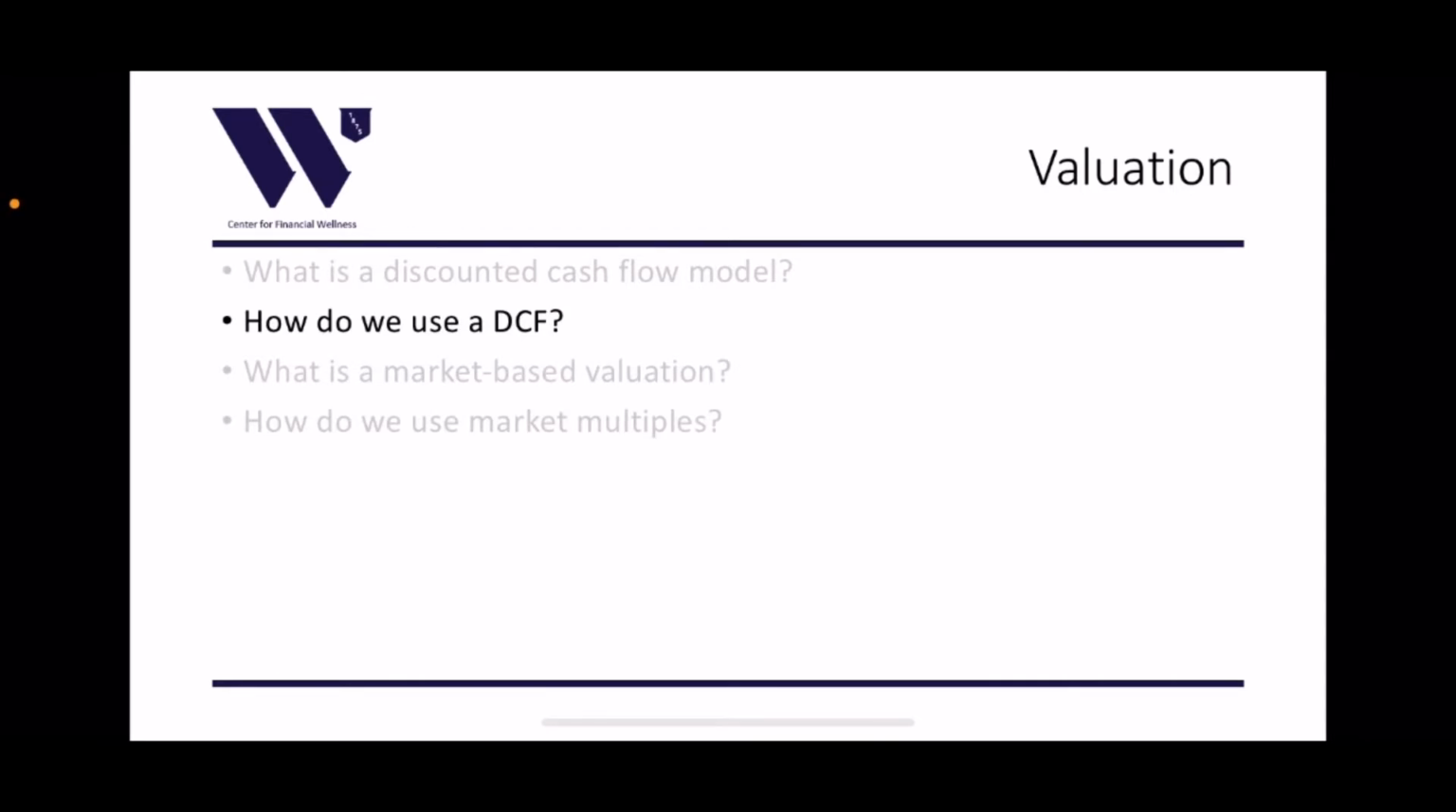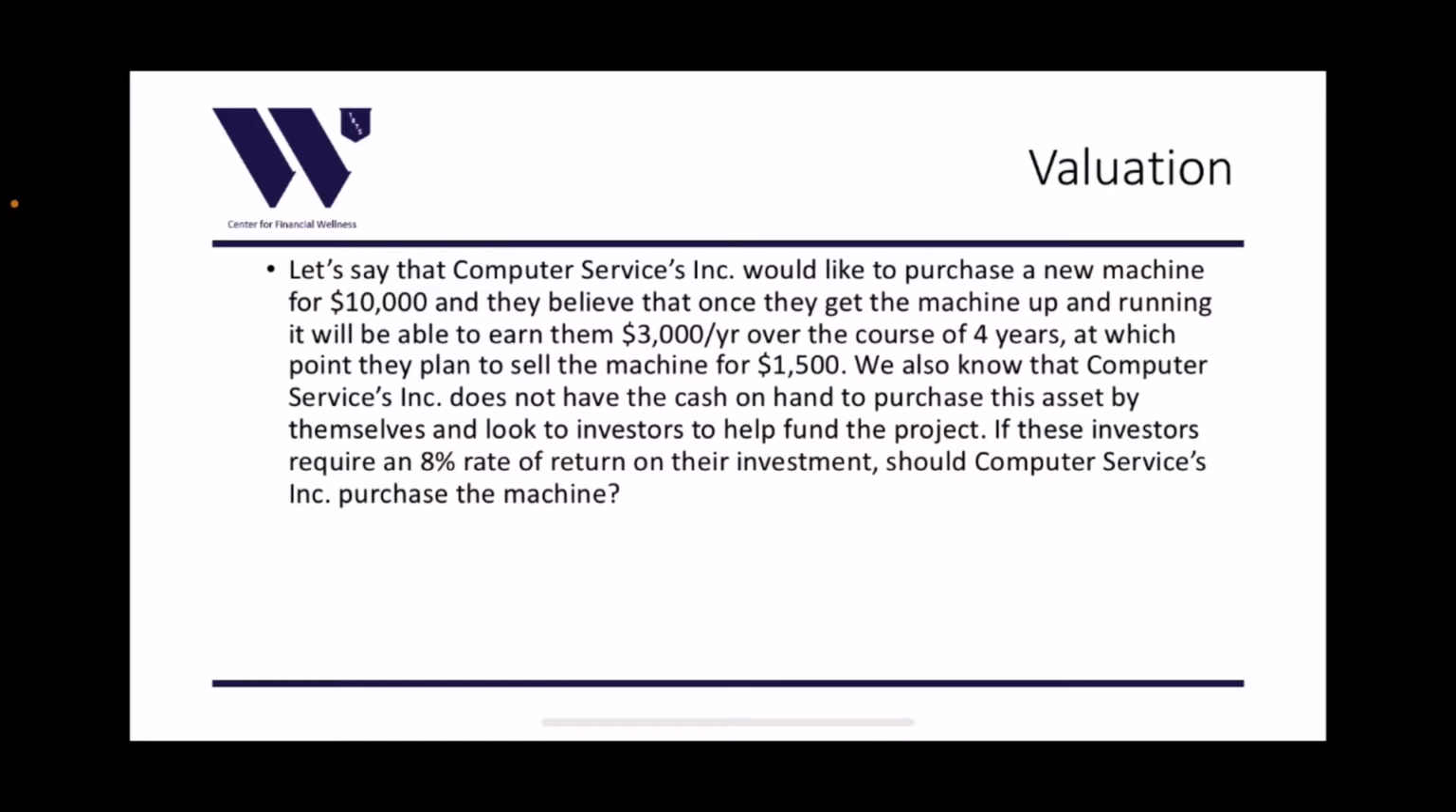Now in this section, we'll take a look at how we use a DCF. We'll run through just a quick example, get some numbers, and actually get to that calculator that we were talking about earlier. Let's say that Computer Services Inc. would like to purchase a new machine for $10,000. They believe that once they get the machine up and running, it will earn them $3,000 a year over the course of 4 years, at which point they plan to sell the machine for $1,500. We also know that Computer Services Inc. does not have the cash on hand to purchase this asset by themselves, and they look to investors to help fund the project. If these investors require an 8% rate of return on their investment, should Computer Services Inc. purchase the machine?